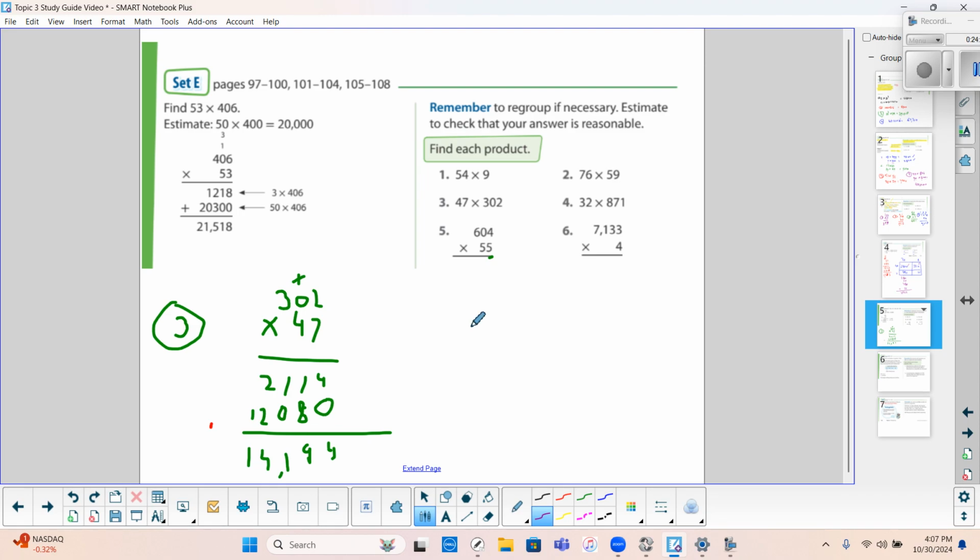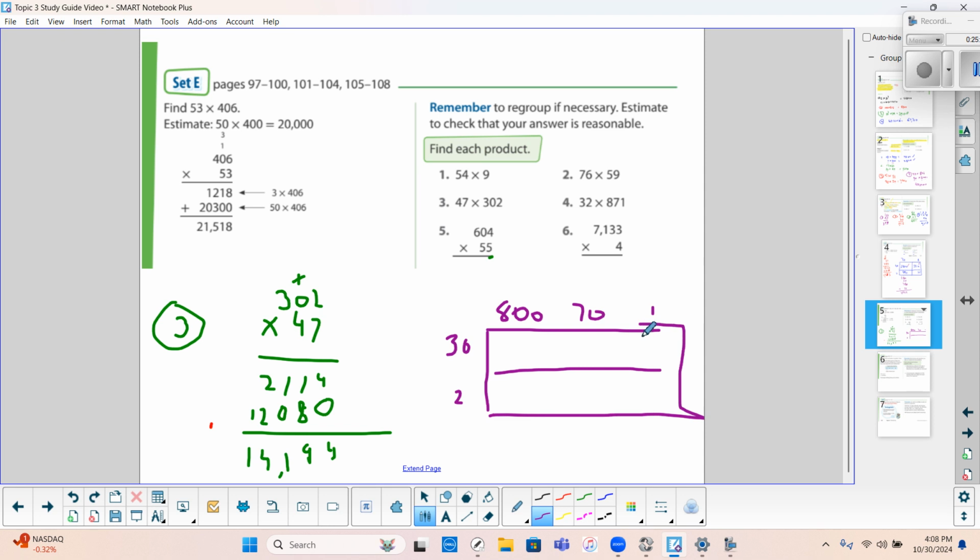All right, for the next one, I'm going to use an array just because why not? 871 times 32. So this is 30, and this is 2. So 32 here. 871 is 800 plus 70 plus 1. Okay, so I basically have 6 different multiplications to do, and then I got to add all my answers. But each individual multiplication is actually pretty easy. It's just putting it all together at the end, adding things up.